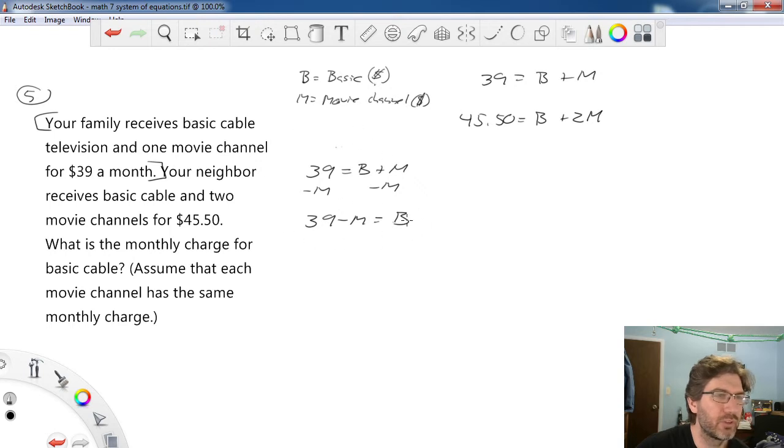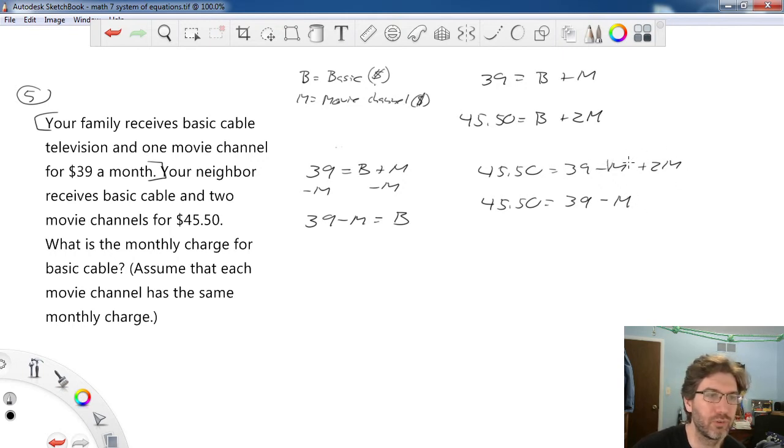So anyways, this is one equation for B. Substitute in for B over here. I guess we're going to find the movie channel price first. I did it that way. I didn't think too much into that. So $45.50, substitute in B. B is equal to 39 minus M plus 2M. Combine your like terms here. You can do minus M plus 2M. So $45.50 is going to equal $39 minus M, because this is a -1, and -1 plus 2 just gives you 1. I'm sorry, this will be a plus then. This will be a positive M.